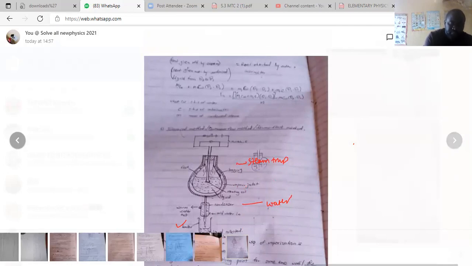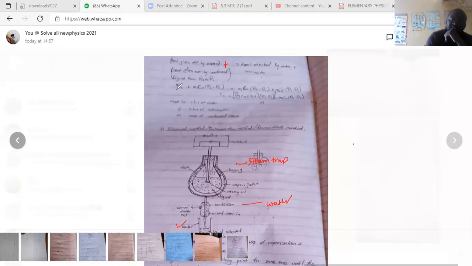So therefore, heat given off by the steam is the same as heat given out by the steam plus the heat given out by condensed steam. Because there is steam giving out heat, then there is steam condensing. It's all equal to the heat gained by the water and the calorimeter. So that is why this expression looks like this.